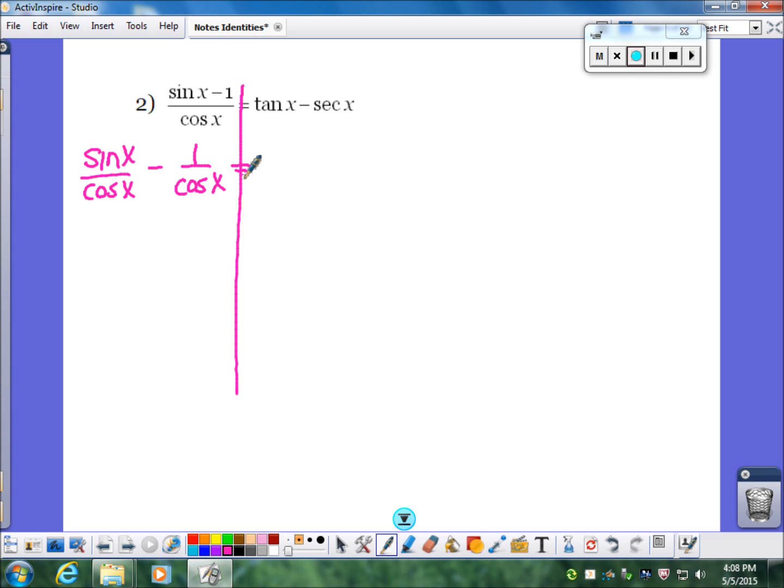All right, now, sine over cosine is tangent, and that's what I want as part of my answer. So I'm going to use that quotient identity and change that to tangent minus, all right, 1 over cosine is secant, so I'm going to use my reciprocal identity and change that to secant of x. And there I've got what I want.